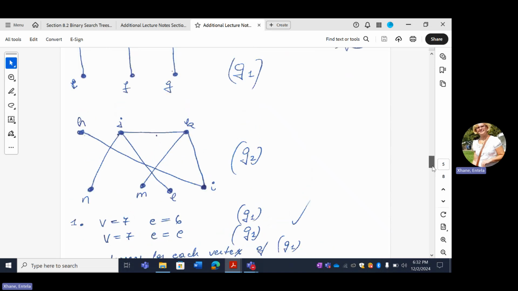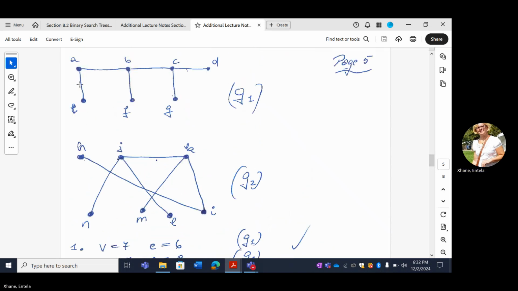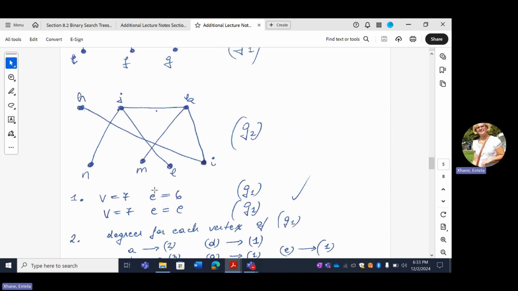Now let's count the edges. A to E is 1. A to B is 2. B to F is 3. B to C is 4. C to G is 5. And C to D is 6. So the number of edges for G1 is 6. Now let's see if this is the case for graph G2. H to I is 1 edge. N to J is 2.